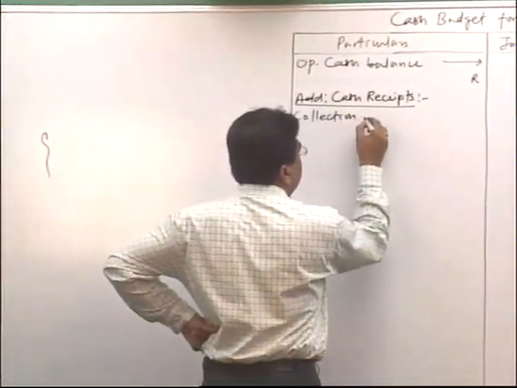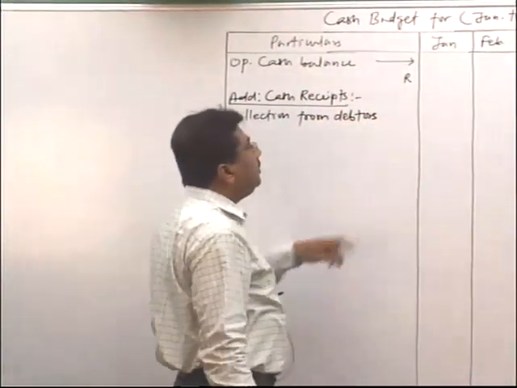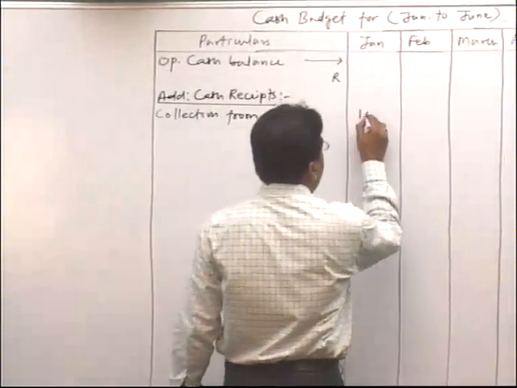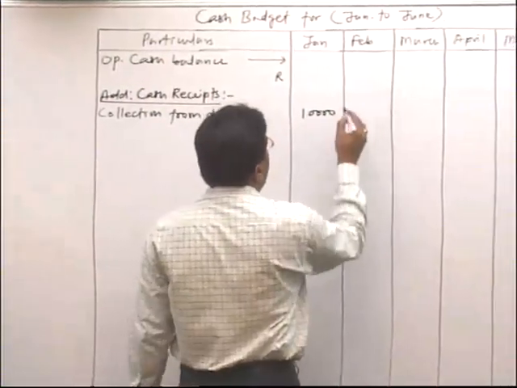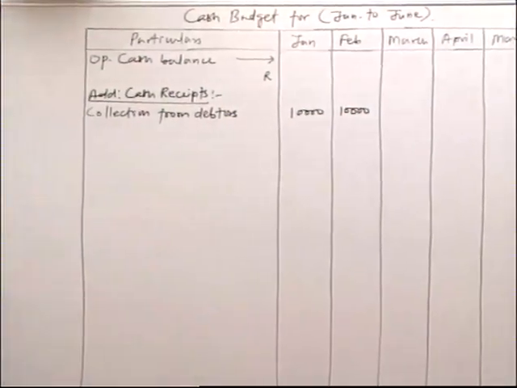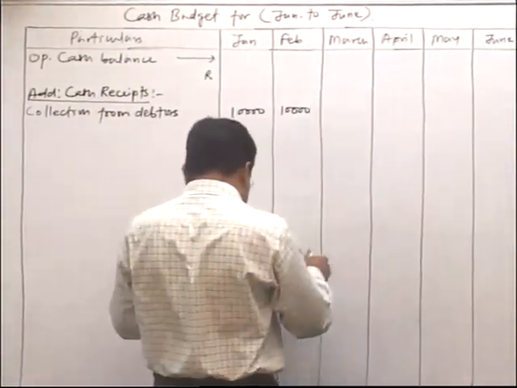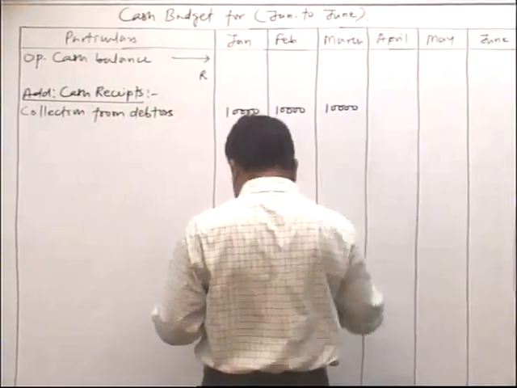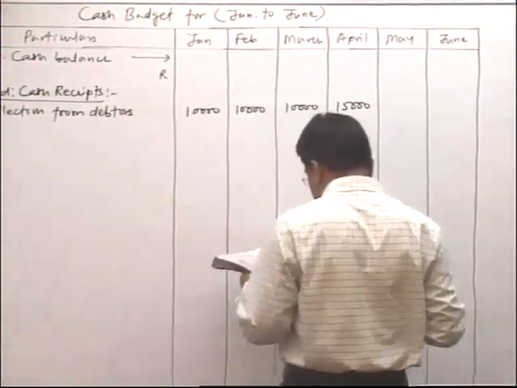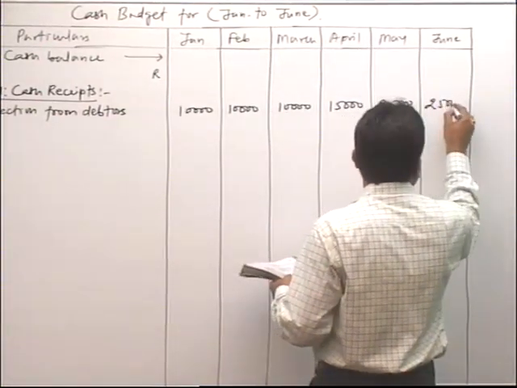So collection from debtors. If the credit sale is 2 months, then in January we will collect the credit sales of November. Now that is 10,000 rupees according to the question. Same way in February we will collect the credit sale of December, which is also 10,000. But in March we will collect the sales of January. Now sale of January is also 10,000. Please see point number A of the question. Then it is 15,000. Sale of February will be collected in April, and then it is 25,000 and 25,000.